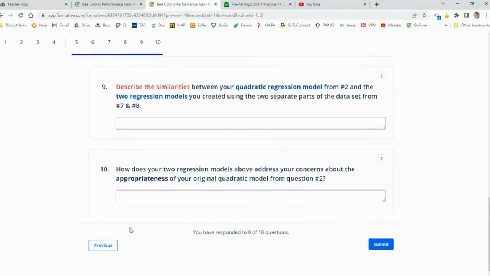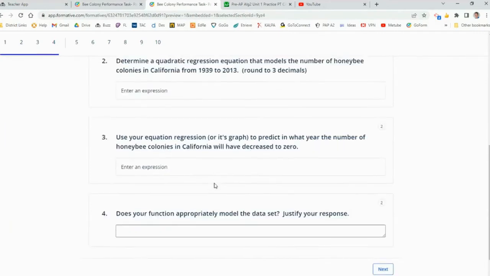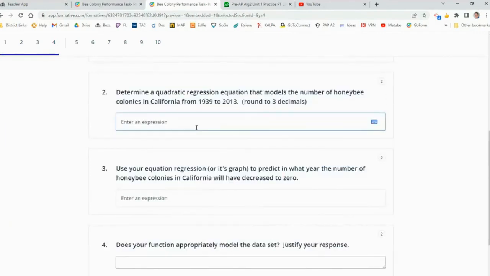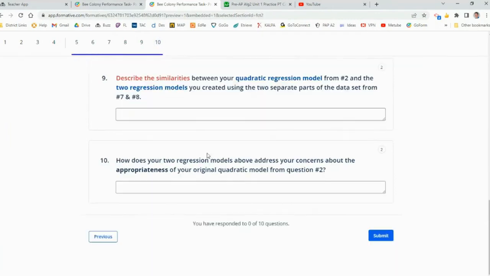And then number 10, how do your two models address your concerns about how appropriate the quadratic was from number 2? Because back here, you had to answer, does the function appropriately model this? This equation you made right up here in number 2, we answered, is that appropriate? Is that really how the bees population is going to be? So in number 10, you talk about how separating the two models helps the concerns you had back in number 4. So think about that when you're answering number 4.